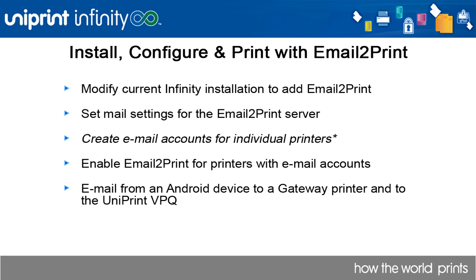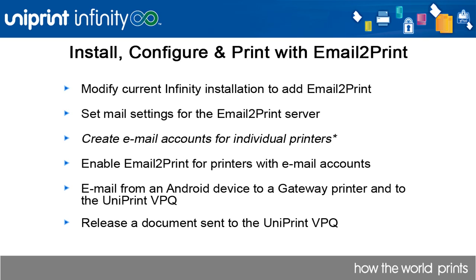Then we'll go to an Android device and send two email messages. Email to print is not limited to Android devices. As long as you can send an email, email to print will work for any device, including Apple devices and Chromebooks. We'll send a print job to a gateway printer and another one to the UniPrint VPQ so that you can see how secure print and email to print work together. Finally, we'll release the document from the UniPrint VPQ at the VPAT device.